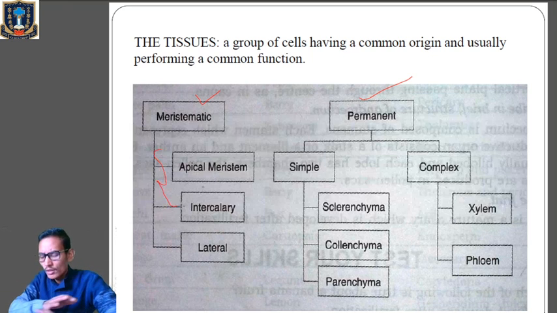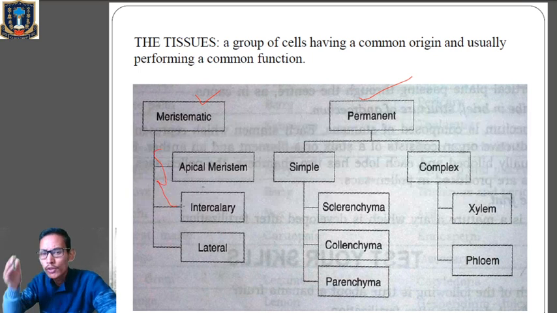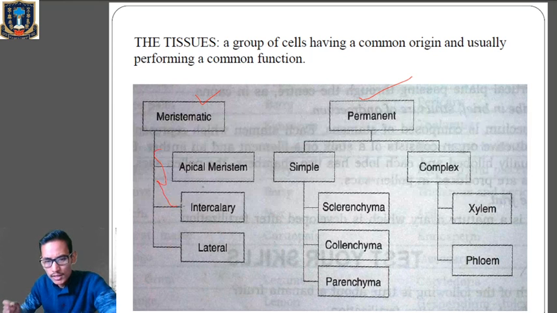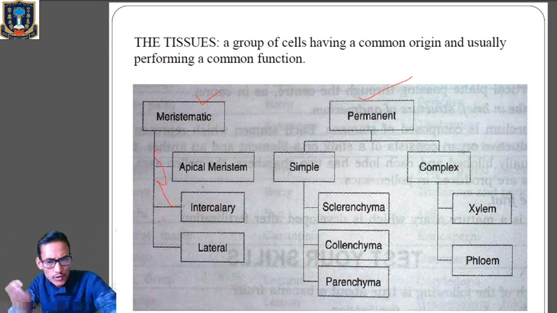So permanent tissues have lost their ability to divide, whereas meristematic tissues can divide, but permanent tissues cannot divide. Okay, and mainly we have got two types of permanent tissues, simple and complex. Simple means they are made up of only one type of cells, and divided into sclerenchyma, collenchyma, and parenchyma. These are the three types of simple permanent tissues. Then let's go into the complex permanent tissues, which are made up of more than one type of cells, and there are mainly two types, xylem and phloem. Okay, so this is the brief idea about the tissues.